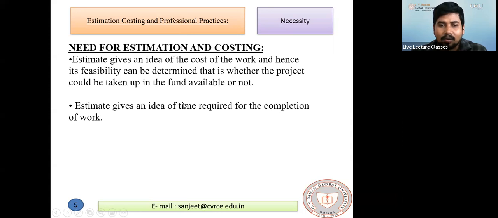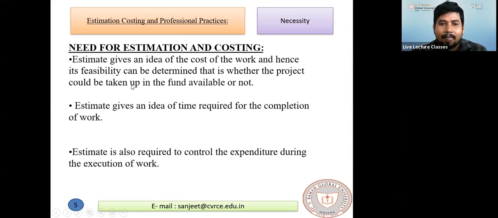Estimation gives an idea of the cost of the work, and hence its feasibility can be determined, that is, whether the project could be taken up with the funds available or not. Whether I have to think that I will arrange that extra 5 lakhs of rupees or I will simply reject the project. Second, an estimate gives an idea of the time required for the completion of the work.